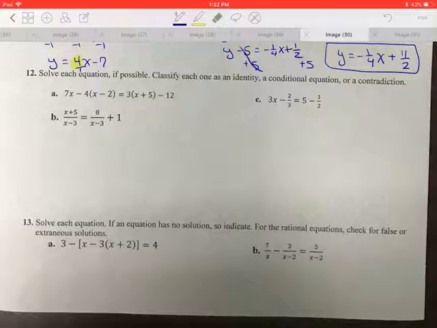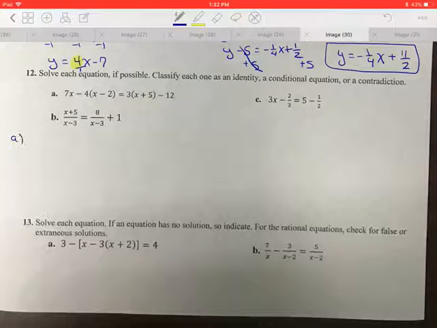We're on number 12 on the exam 2 review. On number 12, we're asked to solve several equations and then classify what type of equation it is. So let's start with A. I'm going to try to write really small and fit these all in here.